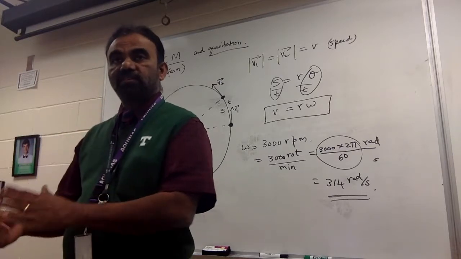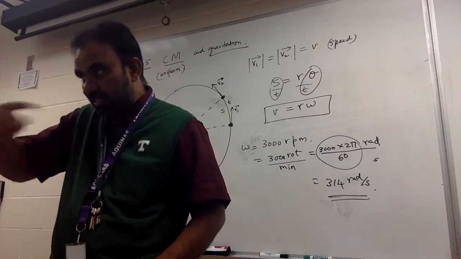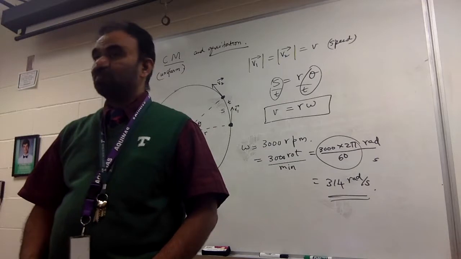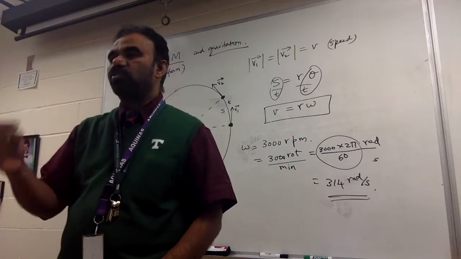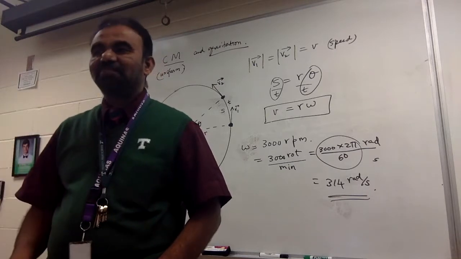In 60 seconds it is doing 3,000. So in 1 second it's going 50 times. It's pretty fast. So if you look at 1 second, already 50 times is spun. So imagine the speed.